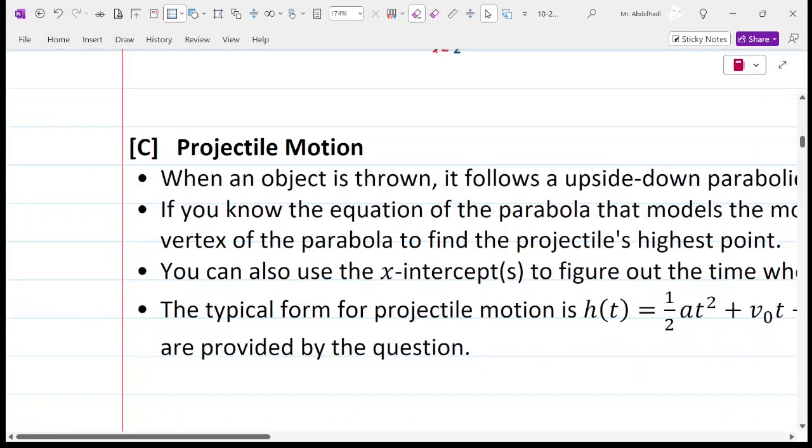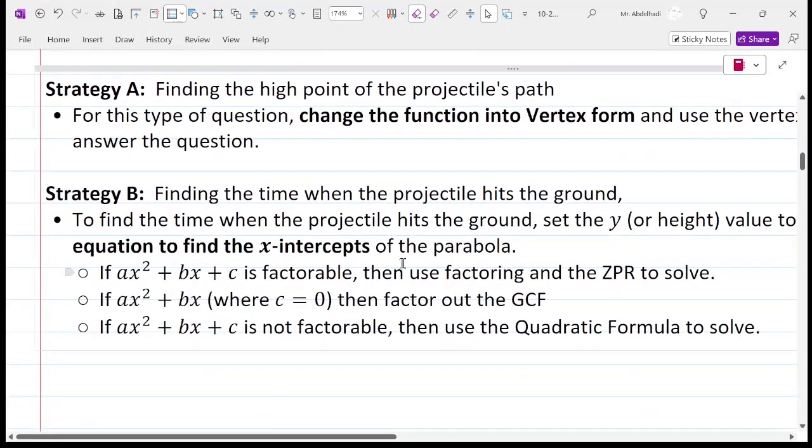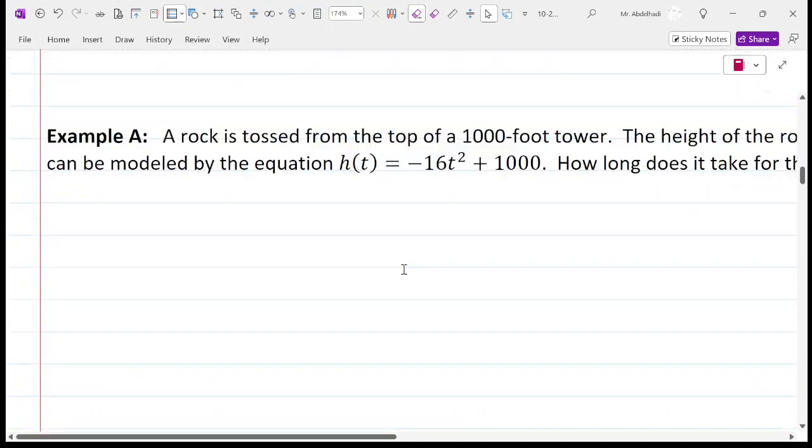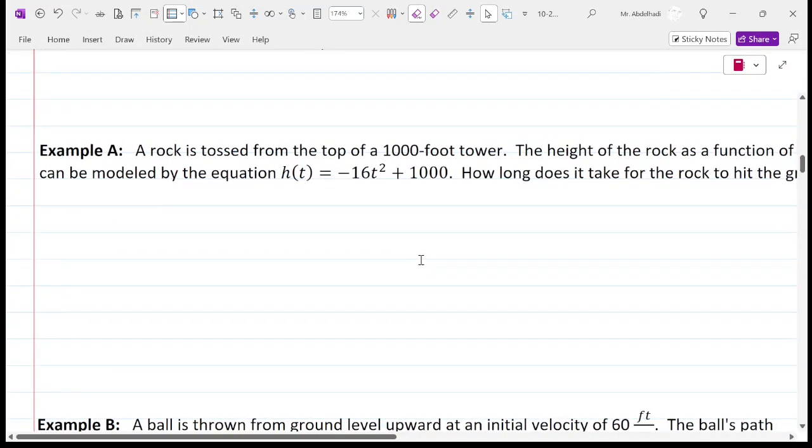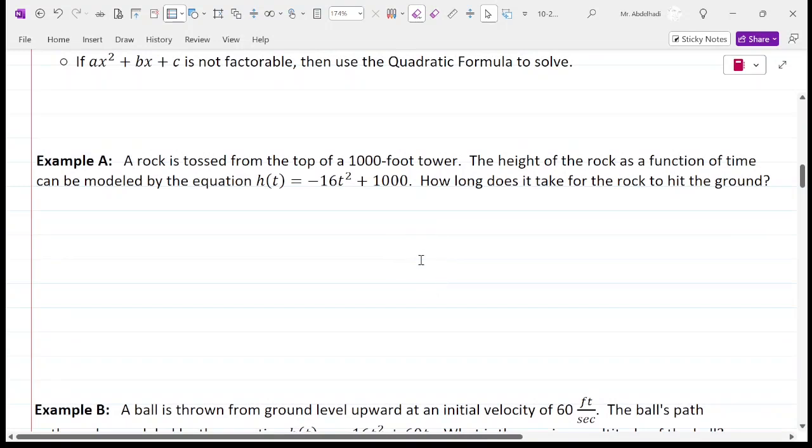So what you're looking for when you find the highest point of a projectile's path is basically the maximum. All right, so let's do a couple of examples here. A rock is tossed from the top of a 1,000-foot tower. The height of the rock is given by h of t equals -16t squared plus 1,000. How long does it take for the rock to hit the ground? Which of those two situations is that? Finding the x-intercepts, right? Remember, it was either finding the vertex or finding the x-intercepts. This is asking you where the rock hits the ground.